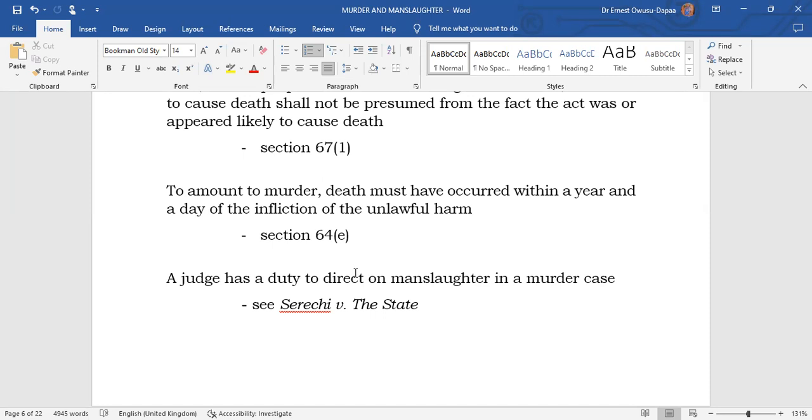So the rule in R. v. Dyson, which is codified in section 64E, is still very much the applicable law in Ghana, despite the fact that it has been abolished in English law now. So let's keep that in mind.